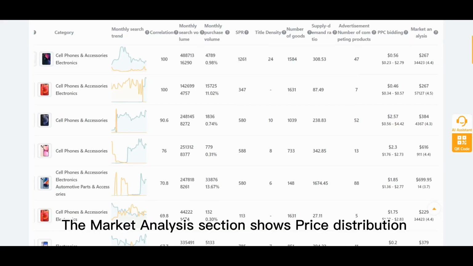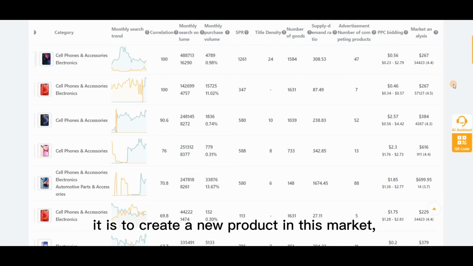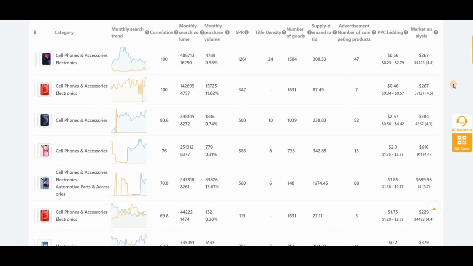The Market Analysis section shows price distribution to see which price range is the most competitive, store distribution to see how difficult it is to create a new product in this market, and the distribution of score value indicates the maturity of the market.